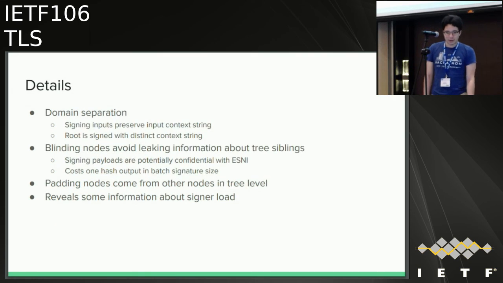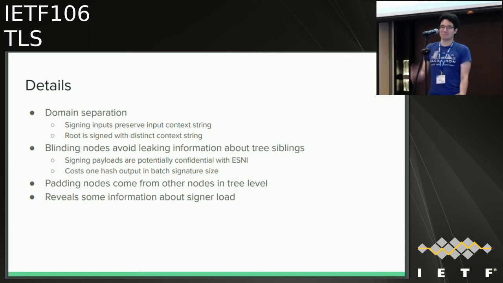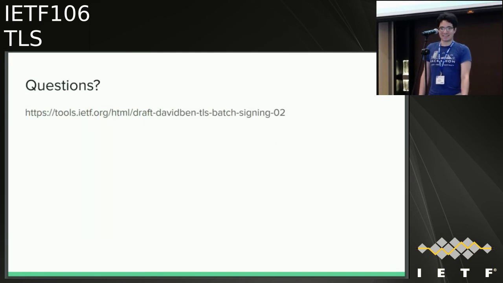What else do we have? At some point, you need to pad stuff if it's not a power of 2, so just copy them from other nodes in the tree levels, and then some information is revealed about signing loads. There are details on this slide. They're not super important. And there's a draft. Are there questions?